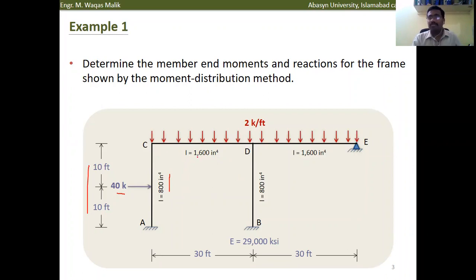Whilst the spans CD and DE carry a UDL of 2 kip per foot with an inertia of 1600 inch to the power 4. There is no loading on the member B to D, which has an inertia of 800 inch to the power 4, and the span length for the member BD is again 20 feet, while the span length for the horizontal members CD and DE is 30 feet each. The value of elasticity that we are going to use in this problem is 2900 ksi, while the inertias are mentioned separately for each member.